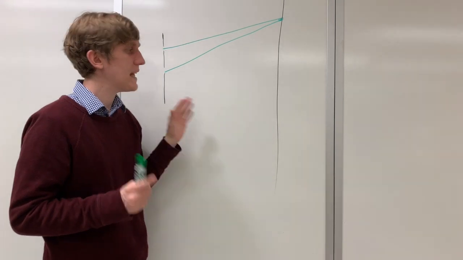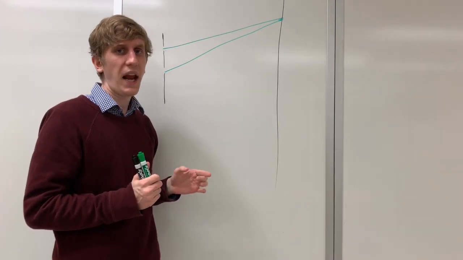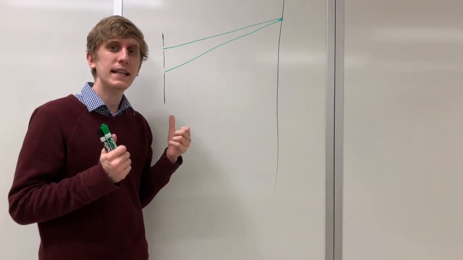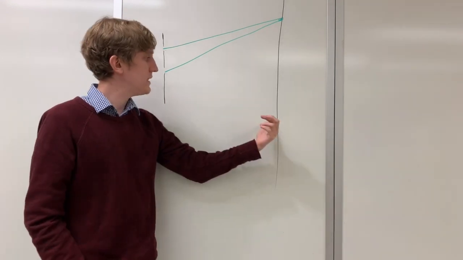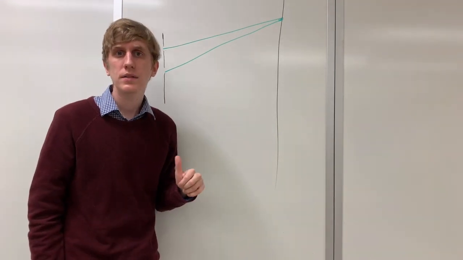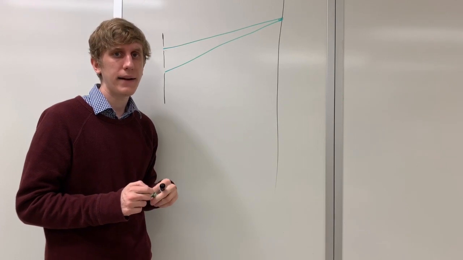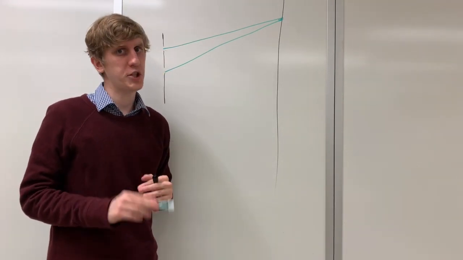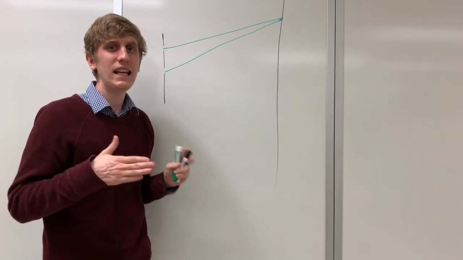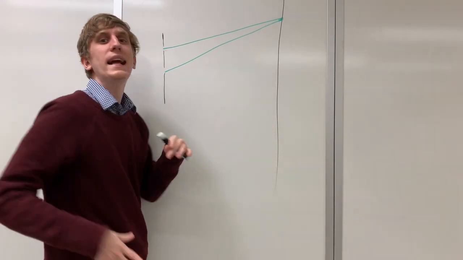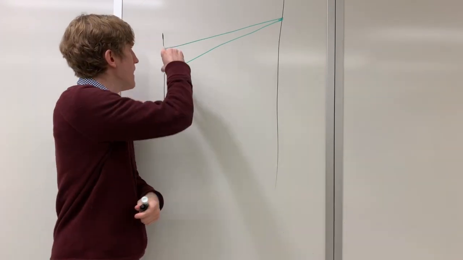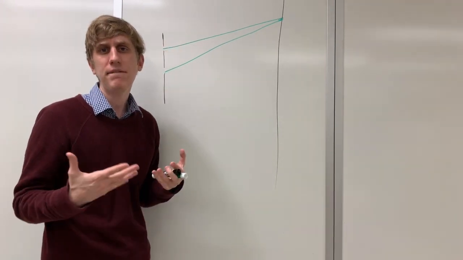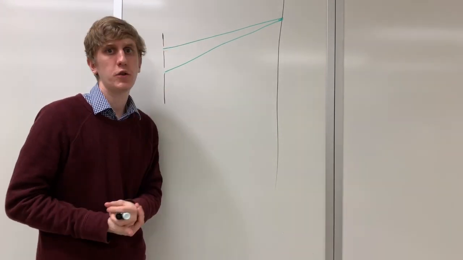Something to note is that this is not at all drawn to scale. Remember, when we did the experiment in the lab, this distance was about 2 meters. Hopefully, you are able to calculate that the distance between these two slits was only a fraction of a millimeter. In other words, this distance is thousands of times larger than this distance. I can't fit that on a whiteboard, so we just have to draw it like this.